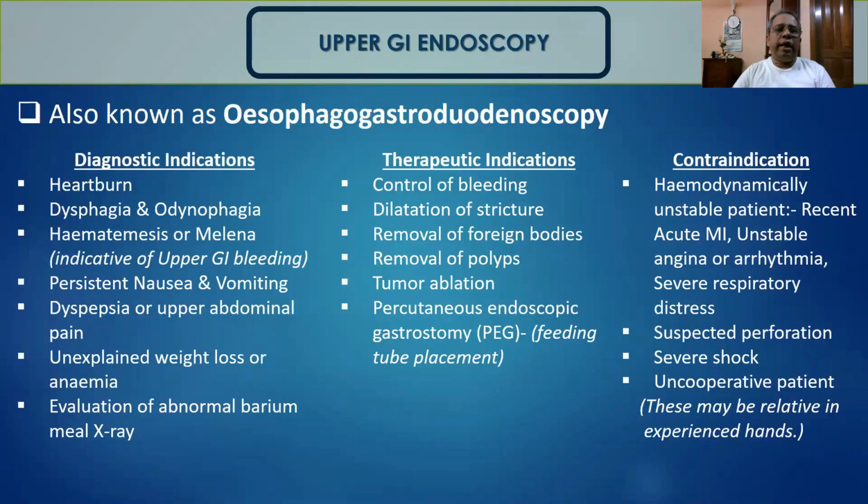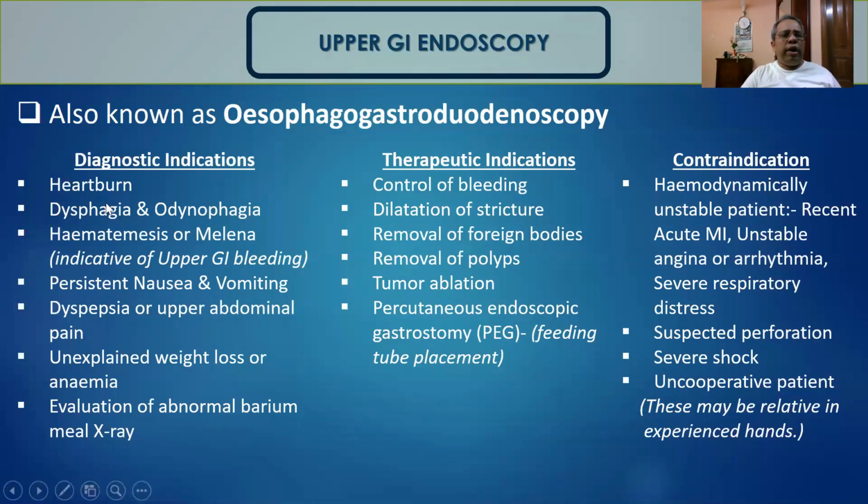So, diagnostic indications. Whenever the patient presents with repeated attacks of heartburn not responding to medical treatment, go for diagnostic endoscopy. Is there any ulceration in the esophagus, stomach or duodenum? You can diagnose it. Is there any dysphagia or odynophagia? In that case, for differentiation of the diagnosis, you must do an endoscopy.